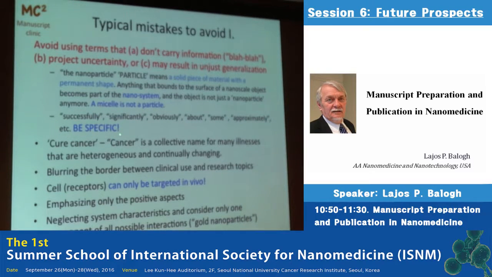It has particle properties like size and shape and size distribution and so on, but it's not a particle by definition. Successfully, significantly, obviously, about, approximately: these are about the same thing. Be specific. If you can say it was 20 degrees C, don't say it's about 20 degrees C. It reflects badly on your experimental conditions.